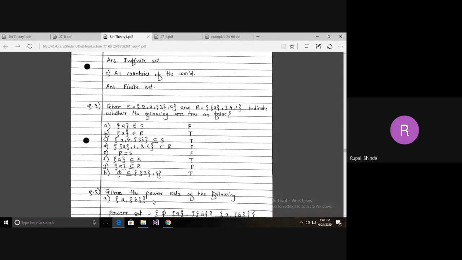So again, in the next question, a set is given containing elements A, set B. And here we have to find out its power set. So again, the first element of that power set is phi. Next element is set A.